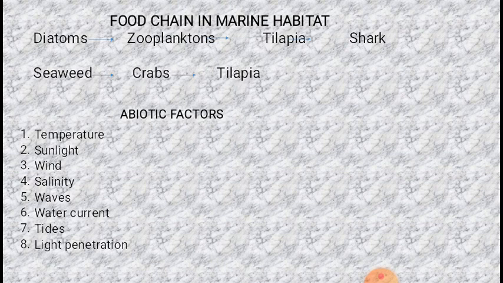The zooplankton feeds on it. The tilapia feeds on the zooplankton. Also, the shark feeds on the tilapia. We also have the seaweed, where the crabs feed on seaweed and the tilapia feeds on the crab.